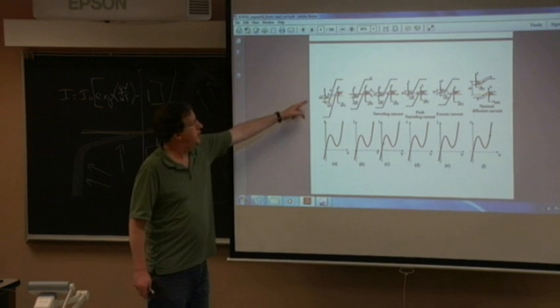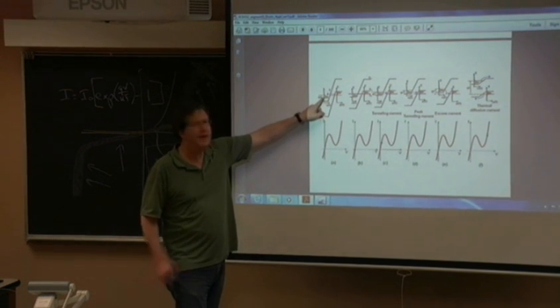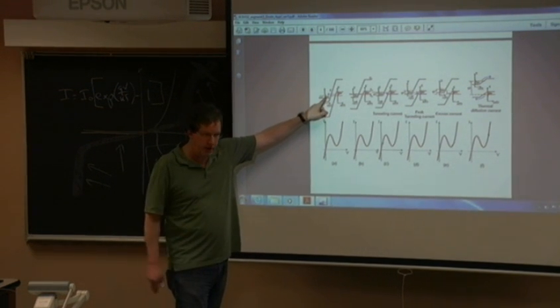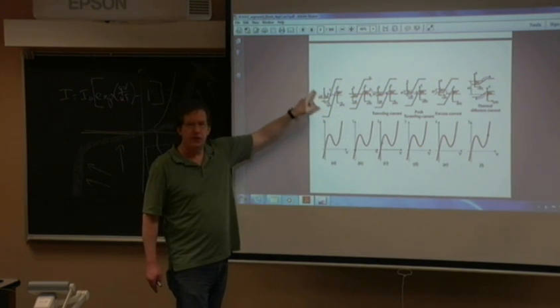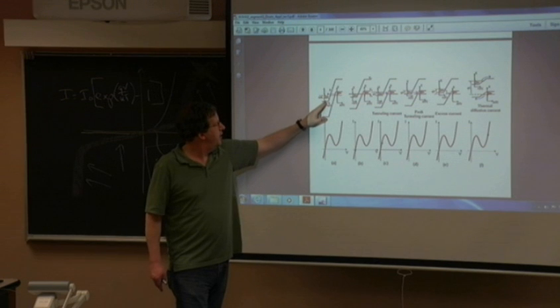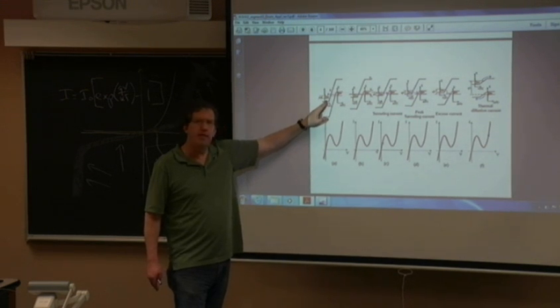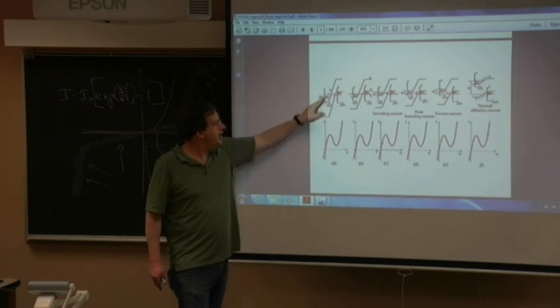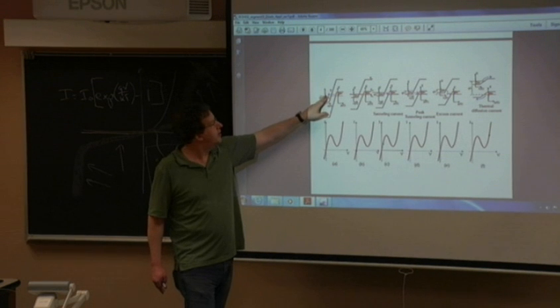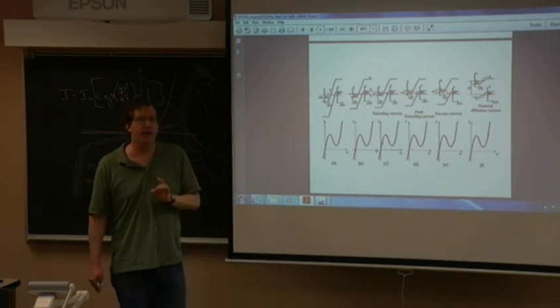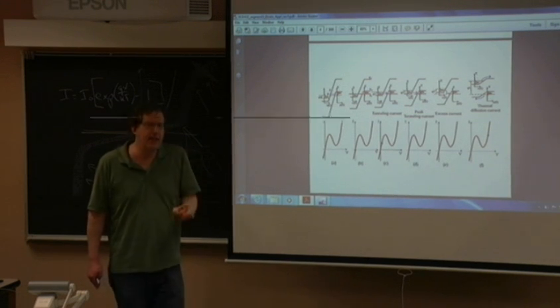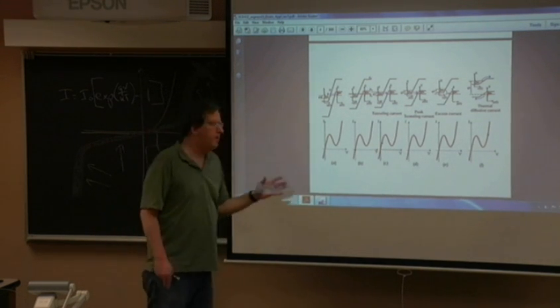This is the point where I've really hit the boundary limit of what Mother Nature allows me to do. And I've doped this so highly that the Fermi level is now actually inside the conduction band. And on the other side, the Fermi level is inside the valence band. It's exceeded the normal parameters.